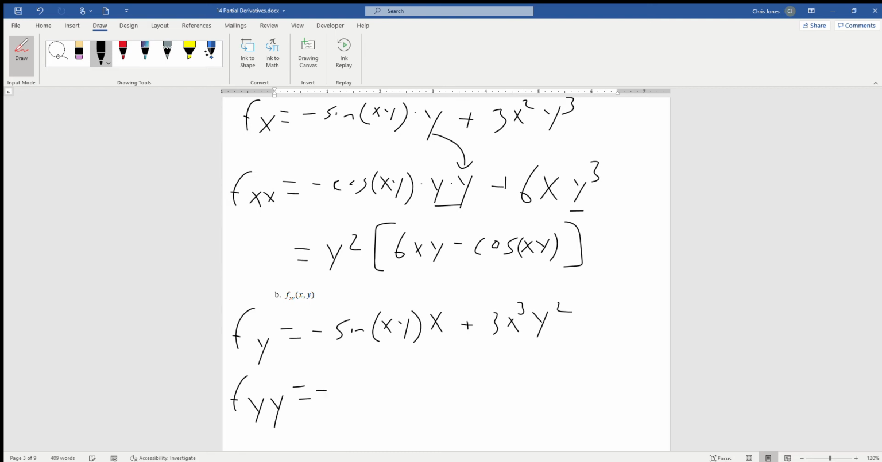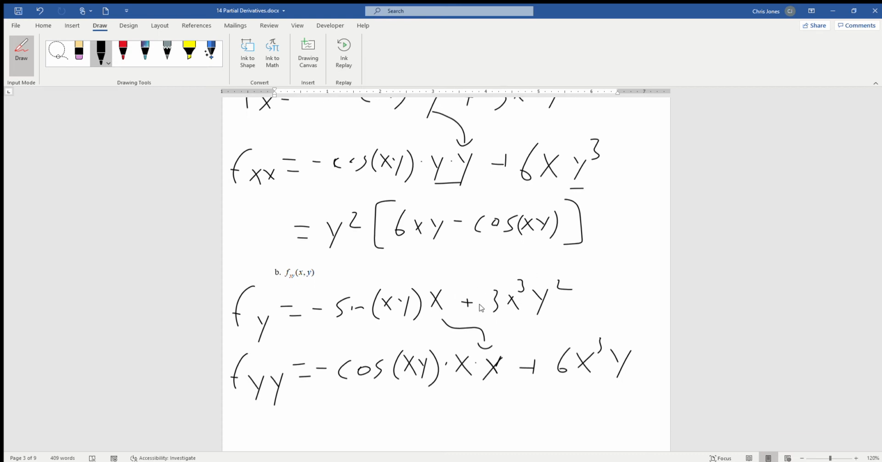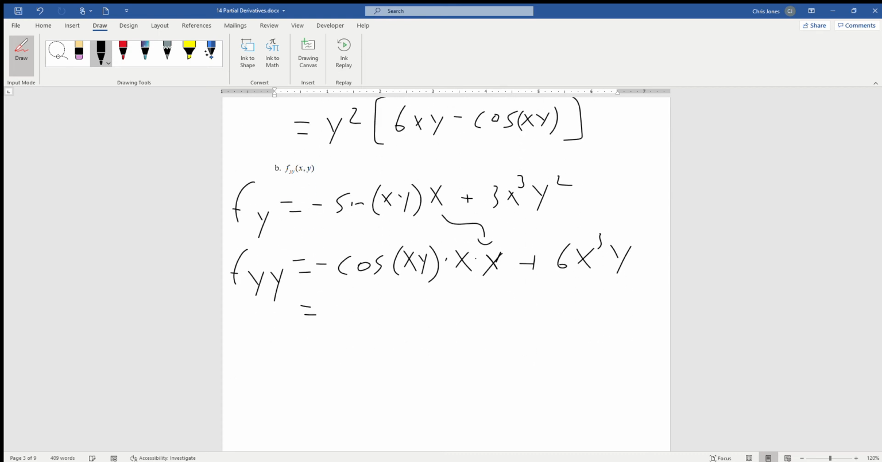fyy, derivative of negative sine is negative cos xy. We still get another x for that interior function's derivative, and then we're just going to drop down the x that was initially there. So we'll get an x squared, and then derivative of 3x cubed y squared, 6x cubed y. Just like we did before, we can factor out an x squared instead of a y squared, and we will be left with 6xy minus cos of xy.